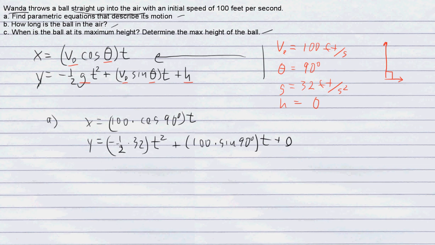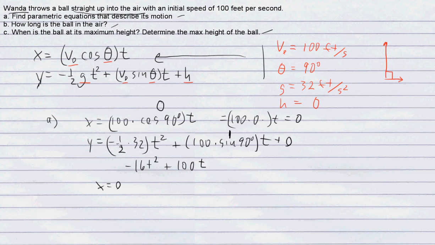Well, cosine of 90, as we remember, is equal to 0. So that's going to be 100 times 0 times t, which of course is equal to 0. And then negative 1/2 times 32 is negative 16 t squared. Sine of 90 is 1, so 100 times 1 is 100 t, and then plus 0, we can leave that off. So those are our two parametric equations.